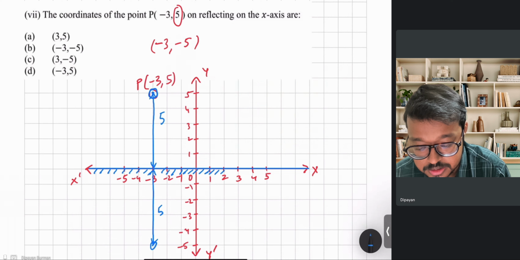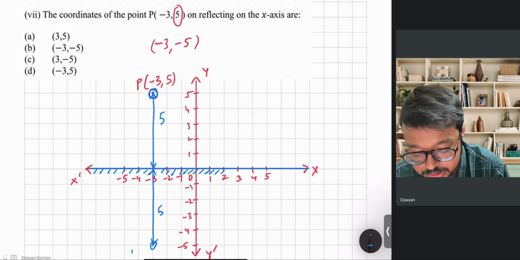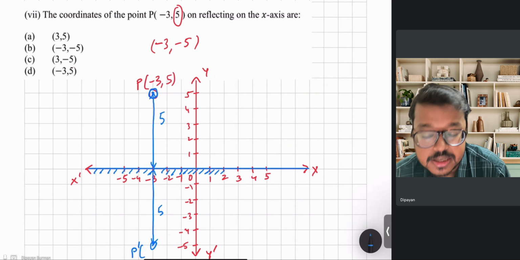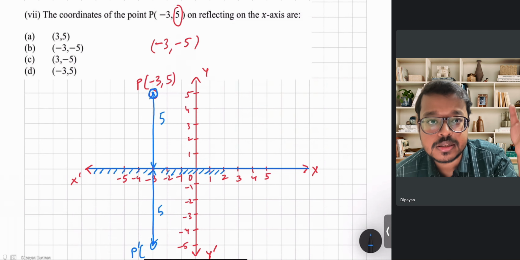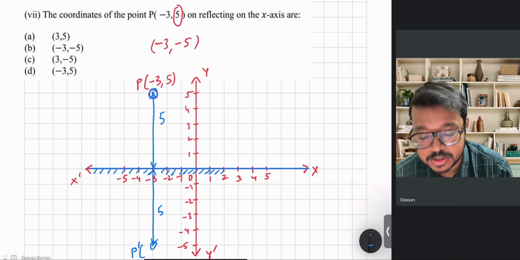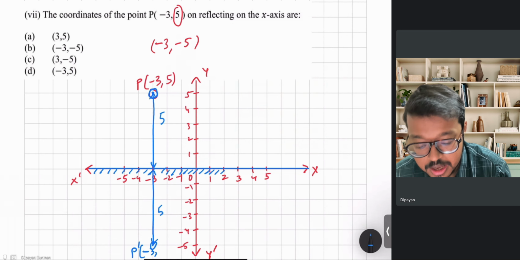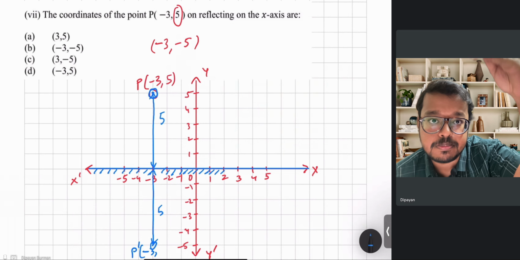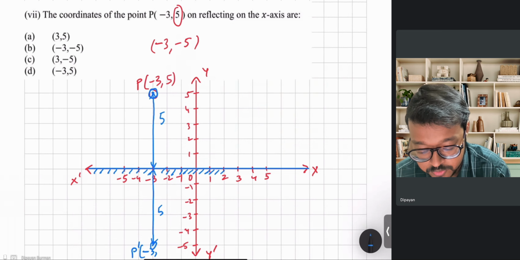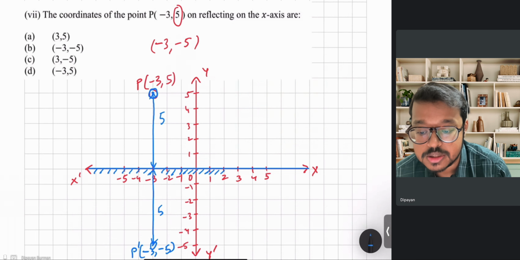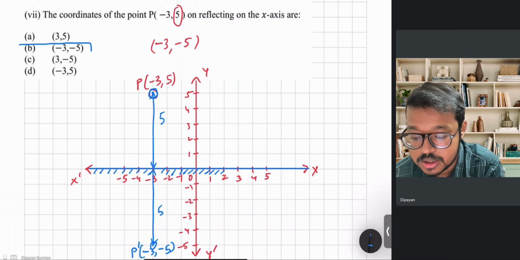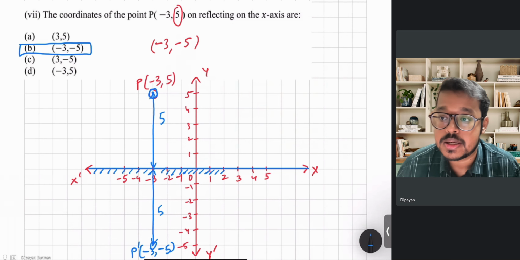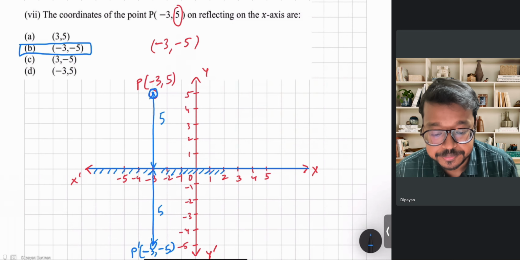So this is the reflected point, let's call it P dash, and its x coordinate is still the same. It is 3 units on the left from the origin, so it is -3, but it is now 5 units below the origin also, so the y coordinate is -5. So the reflected point, the image coordinate is (-3, -5).